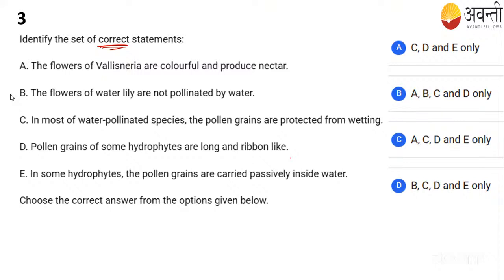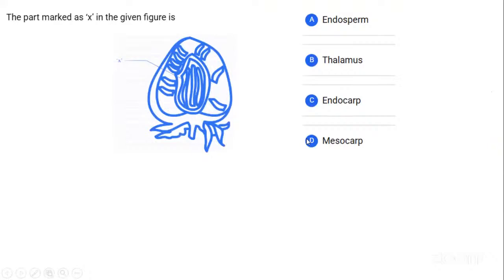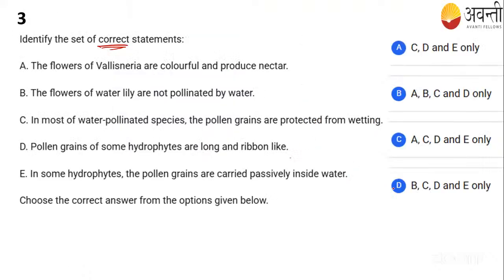Very good, Rajat. Very good, Dharmi. Very good, Monica. Very good, Nikita.